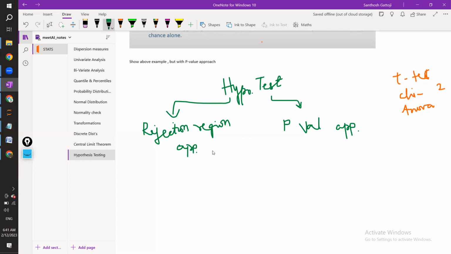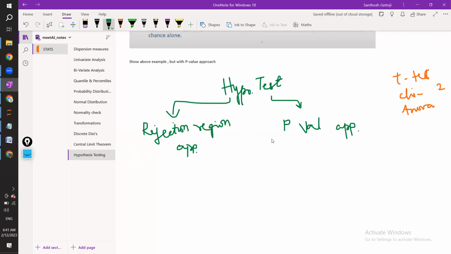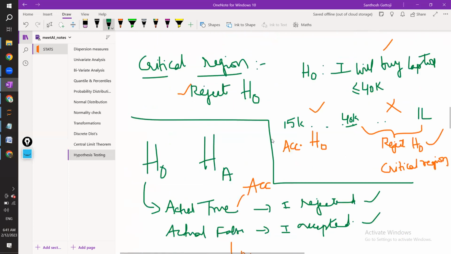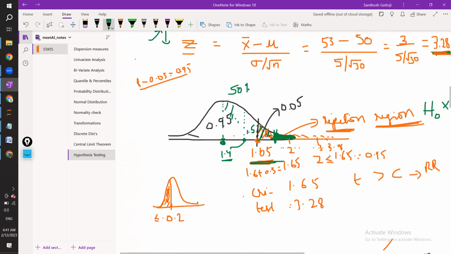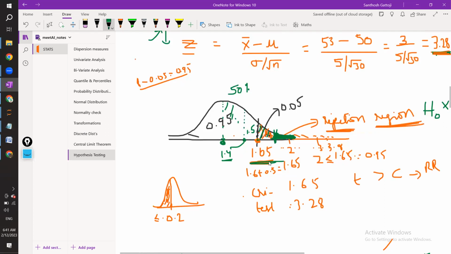So we have seen the rejection region approach. Fine. So what were the steps we followed? These are the steps we followed for the rejection region. So what is the main point in rejection region? We will find out a region where we can reject the null hypothesis. How? We'll calculate a critical point, 1.65. How did we get this 1.65? From alpha is 0.05. Fine, 5% area, like that we have calculated 1.65.